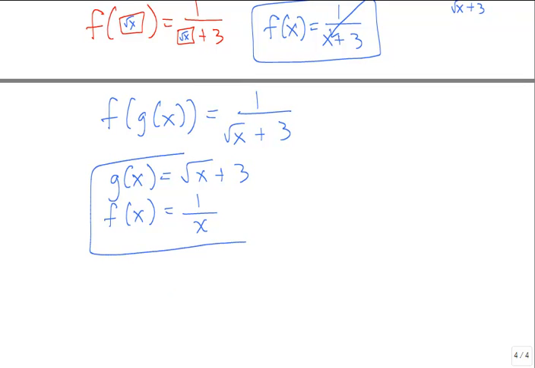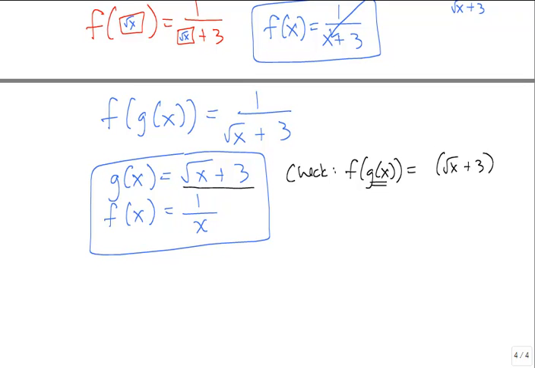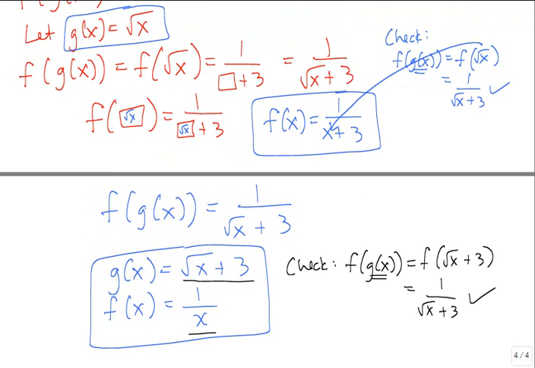So these are my guesses. Let's check to see if these are valid choices. So let's find f composed with g of x. So first we need to know what g of x is, and according to our guess, g of x is square root of x plus 3. And that answer then gets plugged into f, and f's rule is 1 over its input. So we would need to go 1 over this whole input, and that's what we wanted to get, so that works. So we had two different solutions depending on how you assigned your pieces, but both would be considered correct.